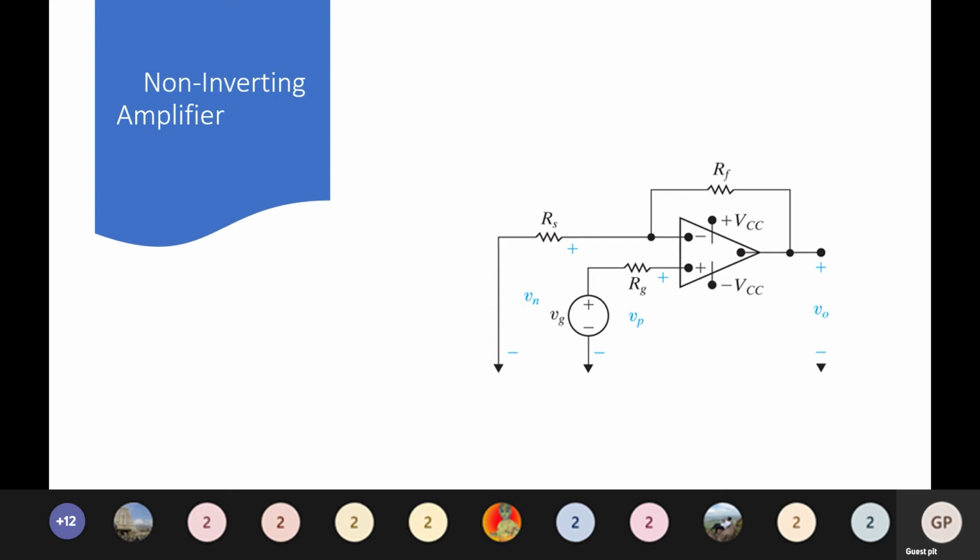Now it is the non-inverting amplifier. So non-inverting amplifier is the same thing. Now here the input will be given to the non-inverting terminal. You can see the input is given to the non-inverting terminal through an input resistance, and you have a feedback resistance also here. Okay, and the inverting terminal is grounded through a resistance.